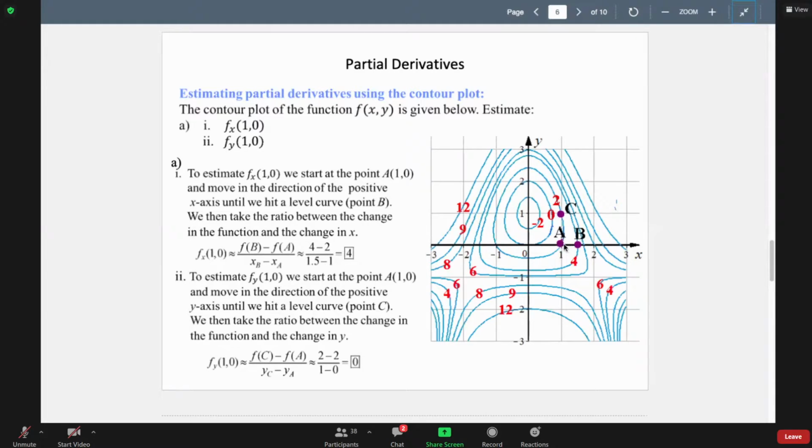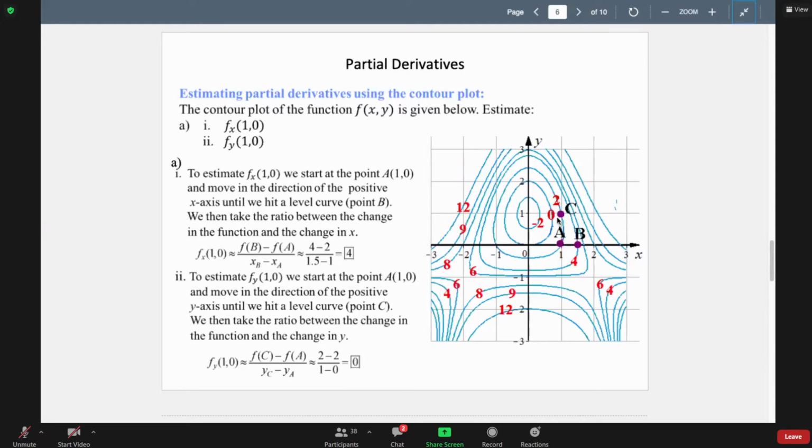Now we try to estimate the derivative in this direction. Again, we will use the point A and the point C. The partial derivative with respect to y will be f of C minus f of A divided by the y coordinate of C minus the y coordinate of A. The y coordinate of C is 1 and the y coordinate of A is 0, so downstairs we have 1 minus 0. Upstairs, the value of the function is 2 here and the same value at the point C. So the partial derivative with respect to y is 2 minus 2, that's 0.